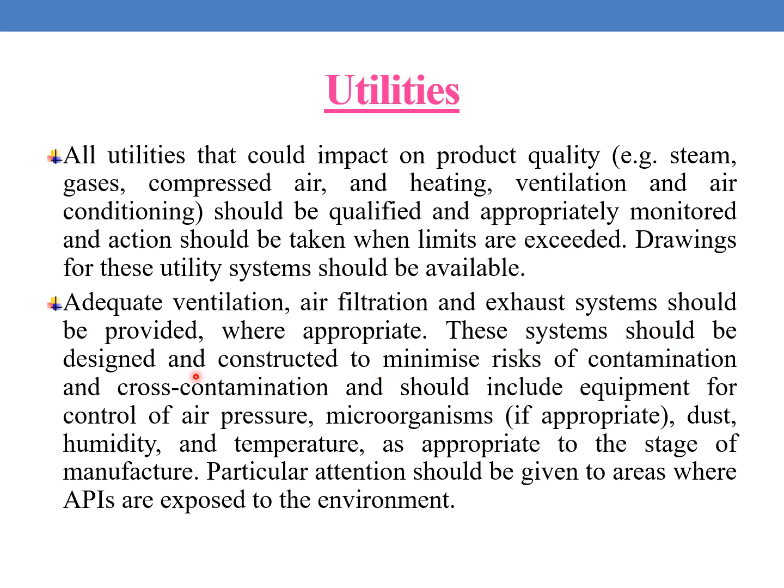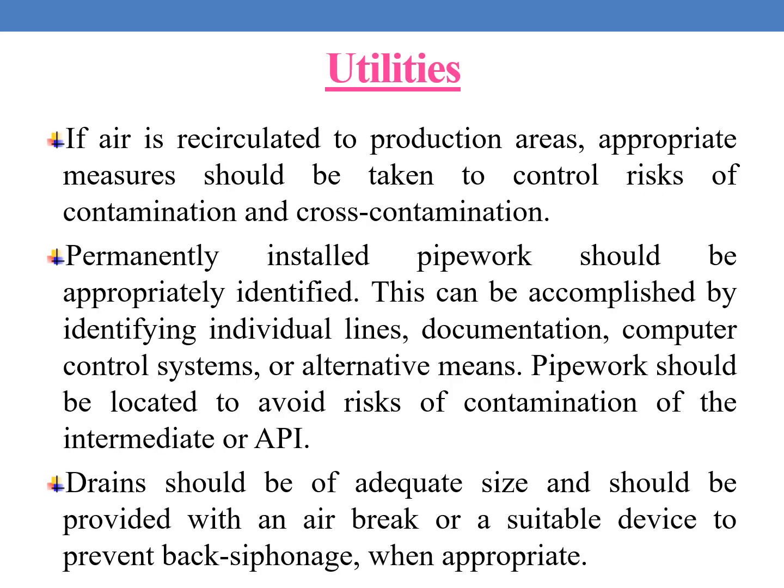These systems should be designed and constructed to minimize risks of contamination and cross-contamination and should include equipment for control of air pressure, microorganisms if appropriate, dust, humidity and temperature, as appropriate to the stage of manufacture. Particular attention should be given to those areas where APIs are exposed to the environment. If air is recirculated to production areas, appropriate measures should be taken to control the risk of contamination and cross-contamination.